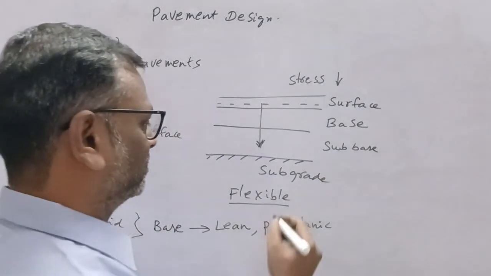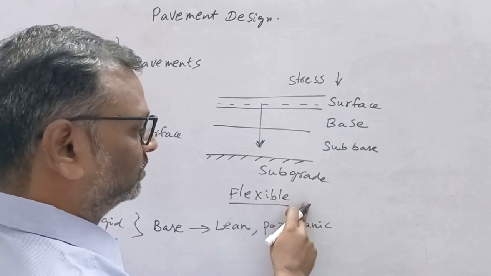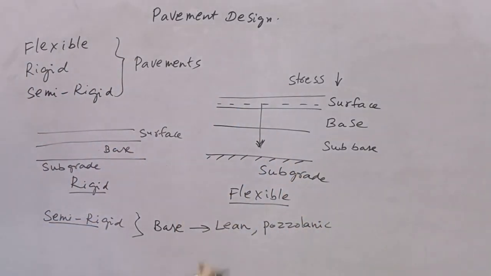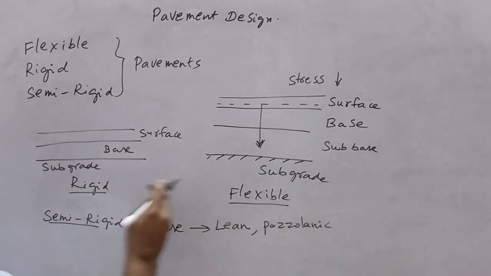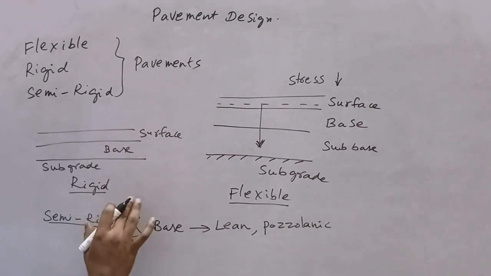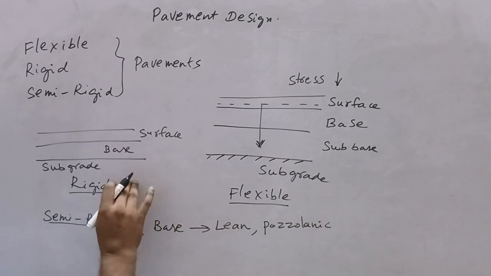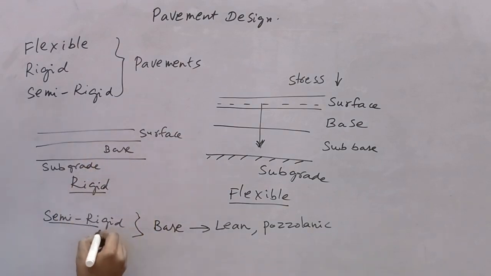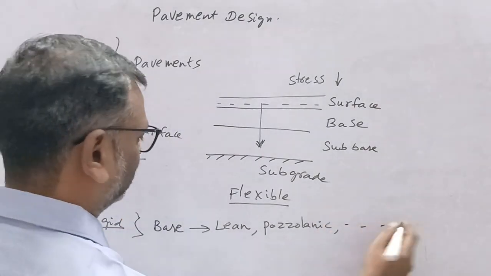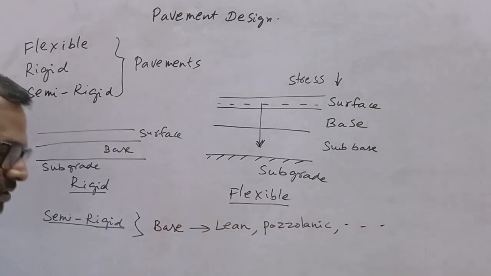So what are the examples of flexible pavements? Earthen roads, gravel roads, and all the bituminous pavements are flexible pavements. For rigid pavements, most of the pavements we see are cement concrete roads. There are many types of pavements, but what we mostly see are cement concrete pavements. And semi-rigid pavements are those where such materials are used in the base of flexible pavements.